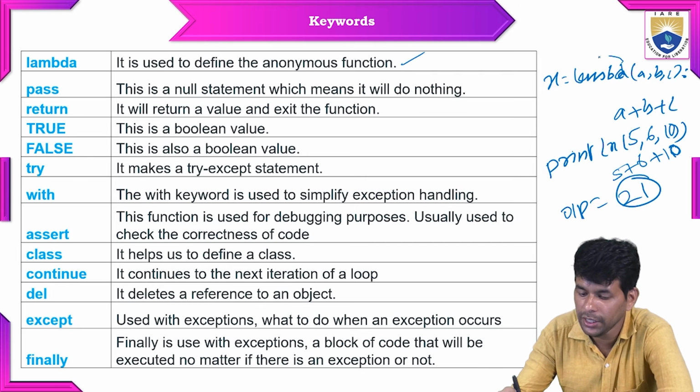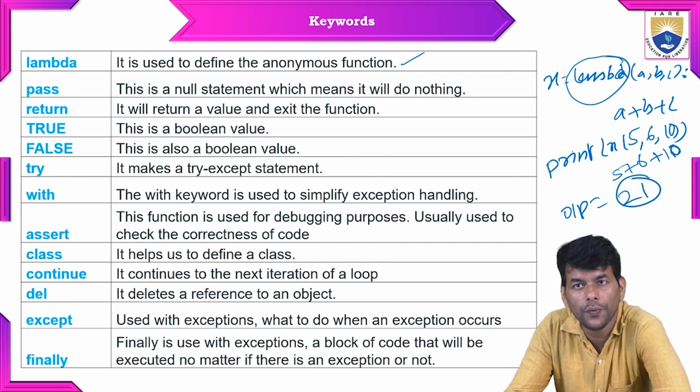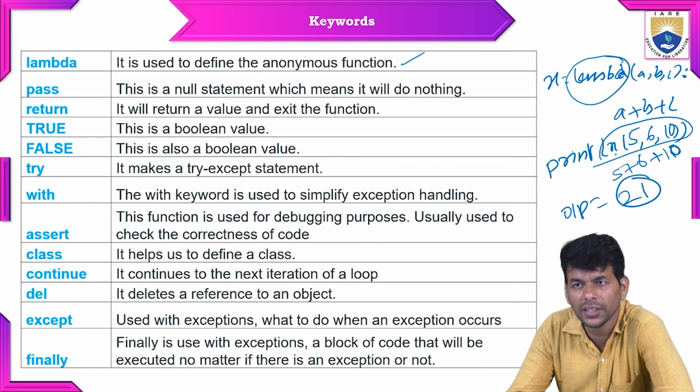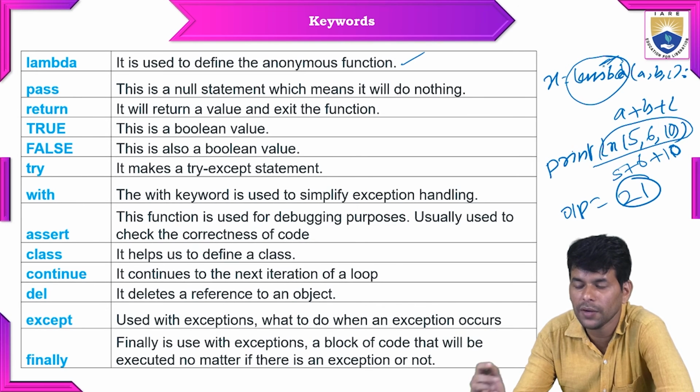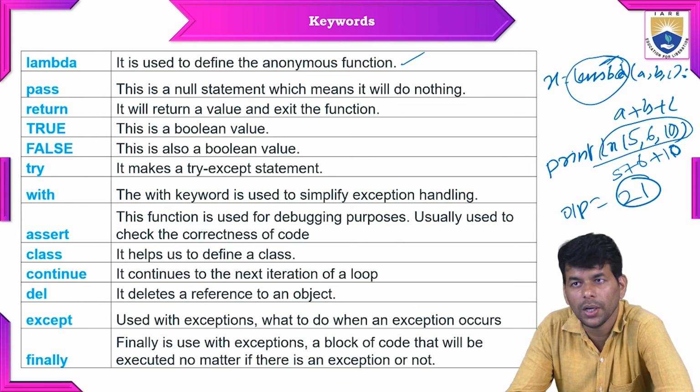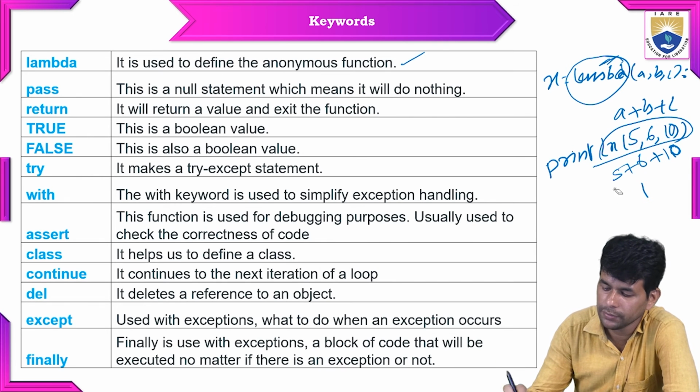So lambda is a keyword which is used to define an anonymous function. It acts like a function. What I did here was print x of 5, 6, 10. I did not define any function, but we got the functionality. We get the addition of those three numbers. How is it possible? By using the lambda function. So this is a use of the lambda keyword in my programming language. Is that clear? The next one is here.